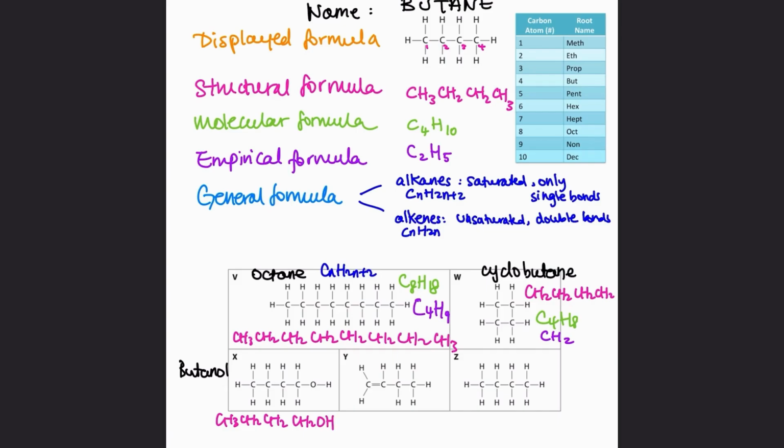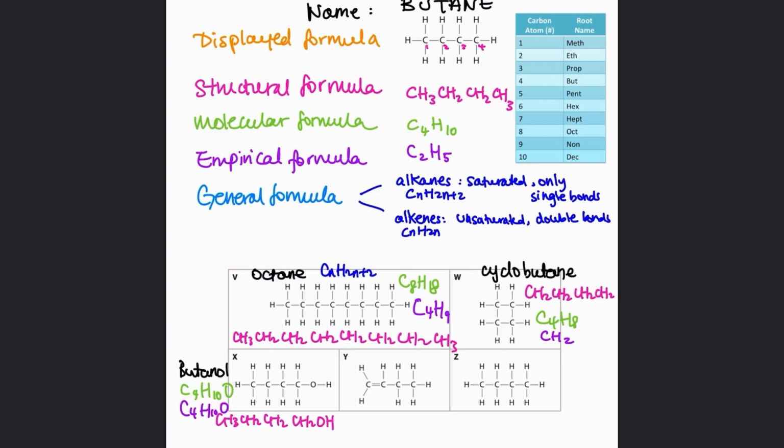Next is molecular formula. Just pull everything together. So total how many carbons? 1, 2, 3, 4, 4. Total how many hydrogens? 1, 2, 3, 4, 5, 6, 7, 8, 9, 10. And then there is one oxygen. And then the empirical formula is exactly the same as the molecular formula because the oxygen is already 1, so you cannot simplify it further. And finally, for general formula, alcohols, you do not need to know for GCSE or IGCSE.